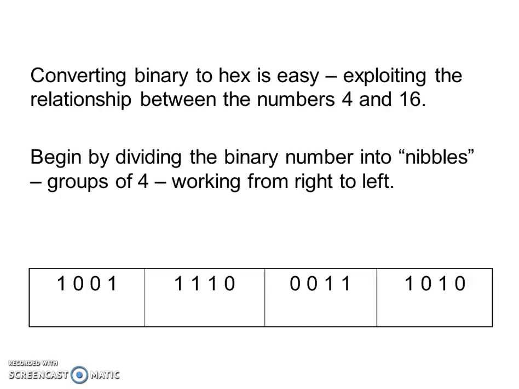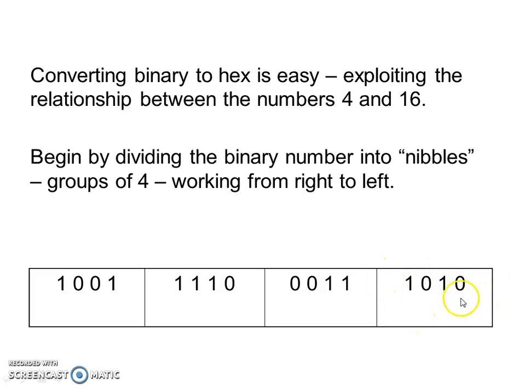Okay, converting binary to hex is really very simple. And the reason for this is that the numbers 4 and 16 are closely related. We can take binary numbers and divide them from right to left into what's called nibbles, into groups of 4.